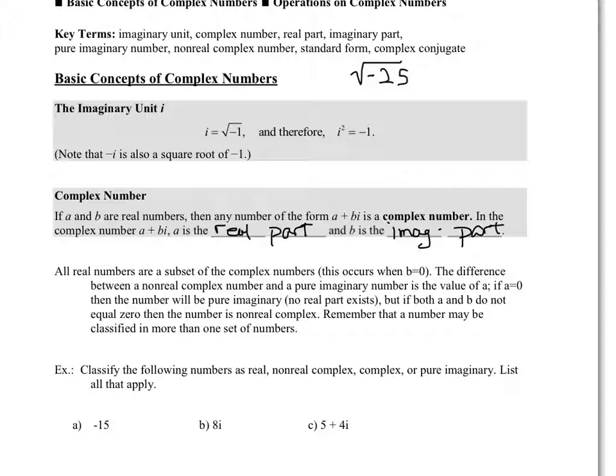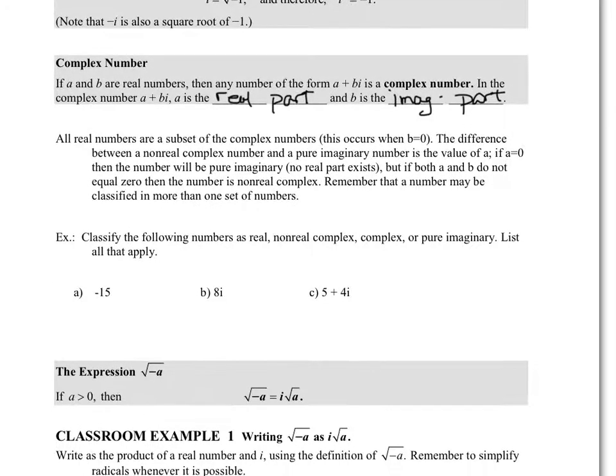If a equals 0, then that means the only part that I would have is the imaginary part. No real part exists, and that would be a pure imaginary number. But if both a and b do not equal 0, then the number is non-real complex. It's a complex number that has to include the imaginary part. Remember that a number may be classified in more than one set of numbers. So let's do a few examples to be sure we can classify these correctly.